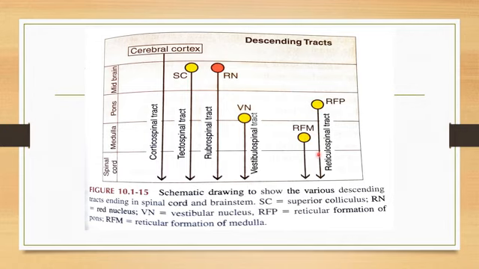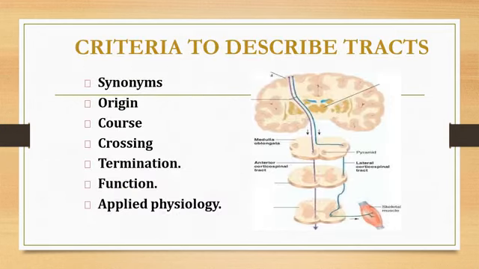and these are the reticulo. This is vestibulospinal, and these are reticulospinal. This is RFP means reticular formation of pons, and this is reticular formation of medulla. And the criteria to describe any tract, we have these headings. The first, synonyms or any synonym name for that tract, and the origin of the tract, course, crossing, is there any crossing in the pathway, and the termination and functions, and applied physiology.